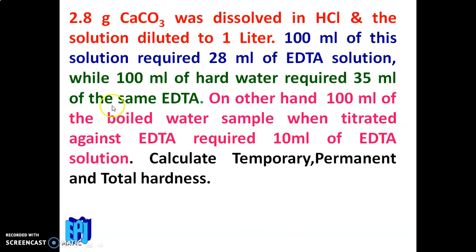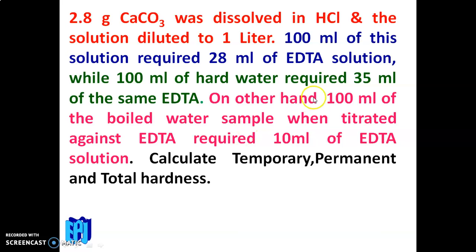100 ml of this solution, which means the standard solution, required 28 ml of EDTA solution, which means a titration is carried out between the standard salt versus the titrant. That is the standardization step. While 100 ml of hard water, that is the sample water, required 35 ml of the same EDTA, that is the titrant EDTA versus the sample, that is total hardness.